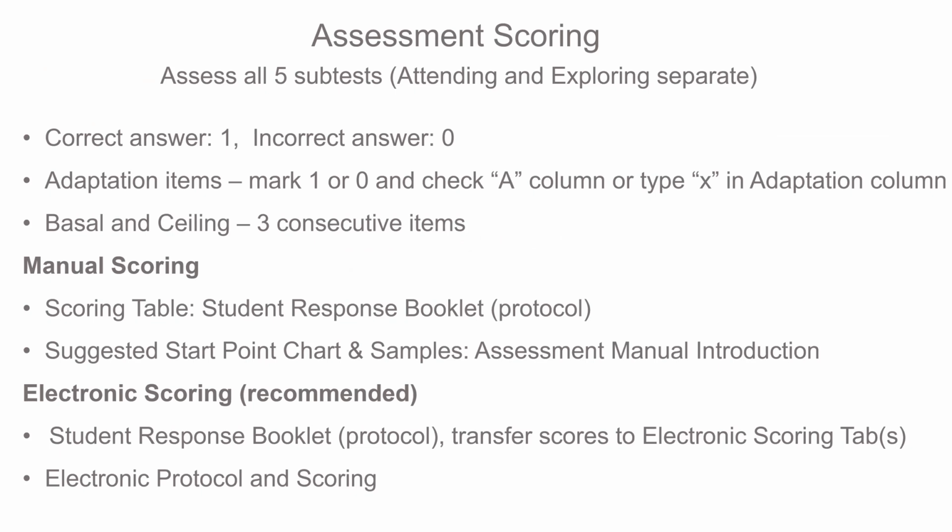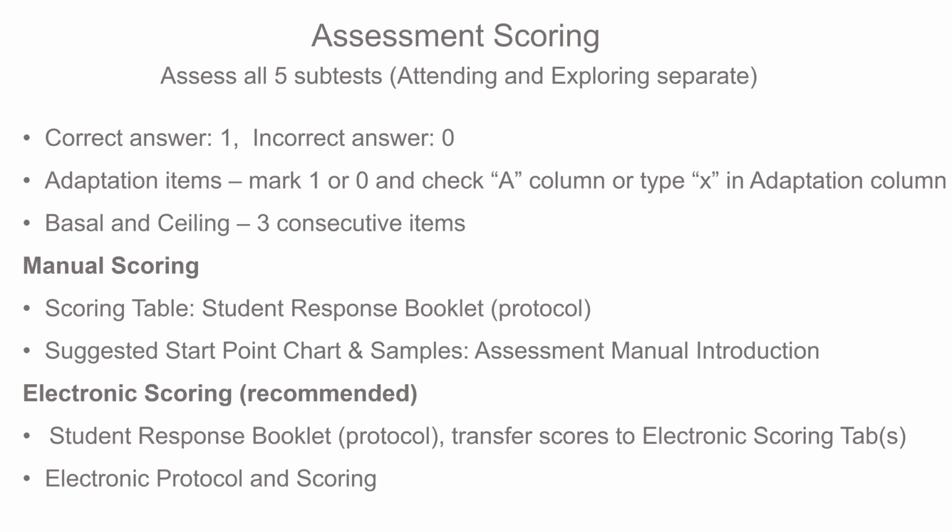The correct answer is 1. The incorrect answer is 0. The adaptation item, you mark a 1 or a 0. So that's checking in that A column or typing X in the adaptation column in the electronic scoring. The basal and ceiling are each three consecutive items. If you're not familiar with that, we're going to get into that in a minute. Manual scoring, there is a scoring table that is in the protocol itself. So when you look there, you'll see that. That will help you. And then the suggested start point chart and samples are in the assessment manual introduction.